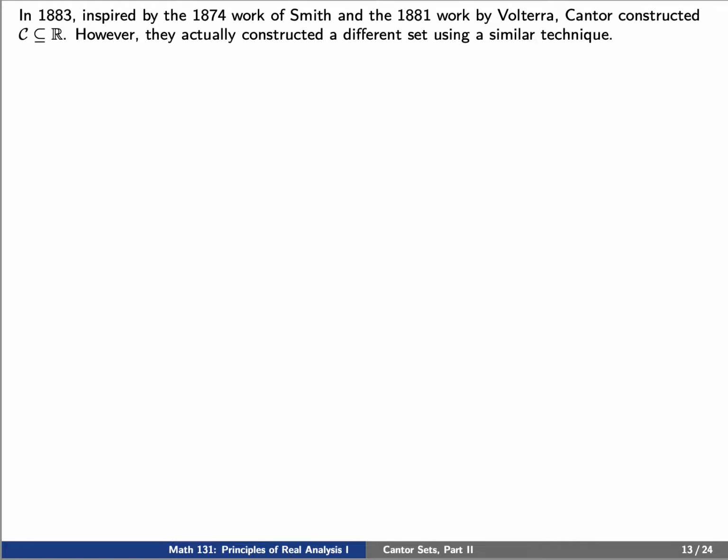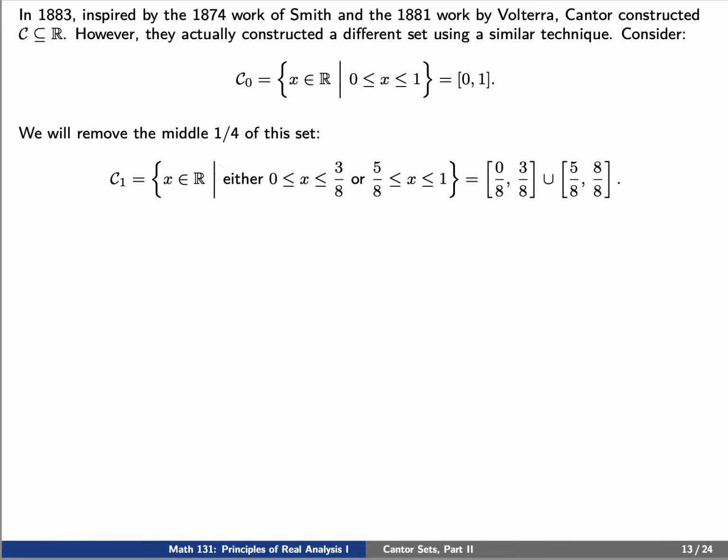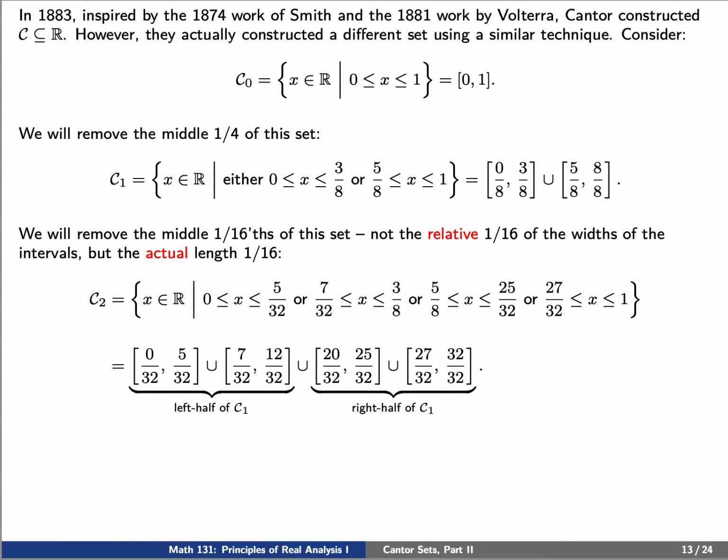Let's talk about what they did. Again, let's consider the closed interval from 0 to 1. We'll remove the middle 1/4 of this set. So now we have the interval from 0 to 3/8 and then 5/8 to 1. We'll remove the middle 1/16 of this set, not the relative 1/16, but the actual length 1/16. This means that we have four sets, from 0 to 5/32, 7/32 to 12/32, 20/32 to 25/32, and finally 27/32 to 1.